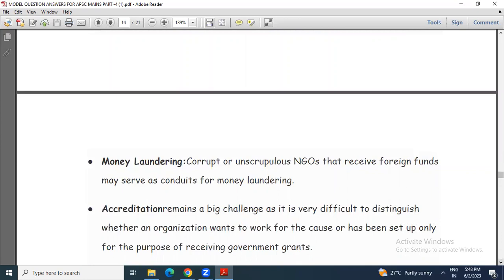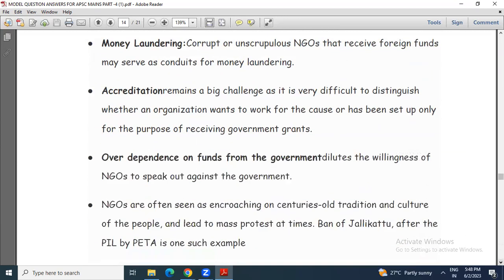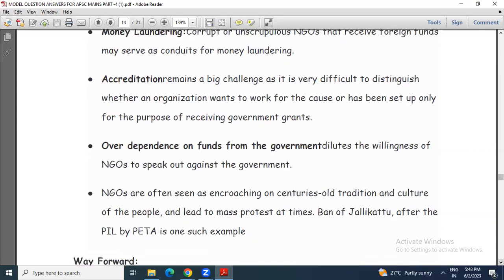Think about it. Then money laundering cases: corrupt or unscrupulous NGOs that receive foreign funds may serve as a conduit for money laundering.